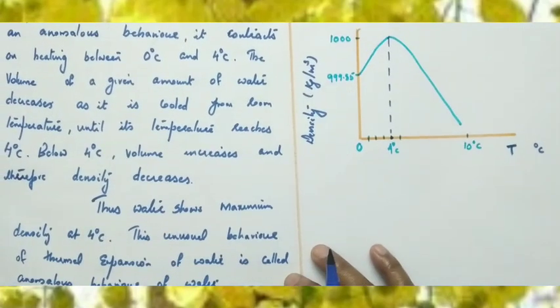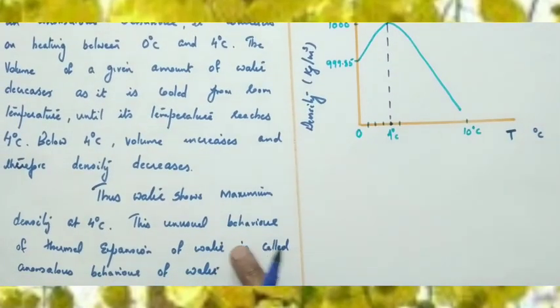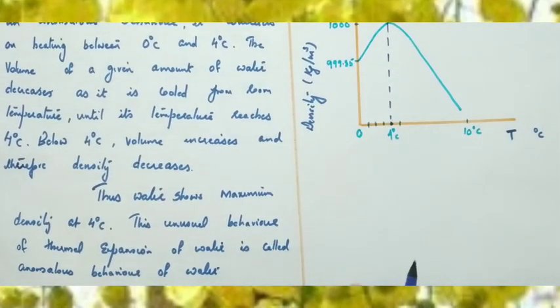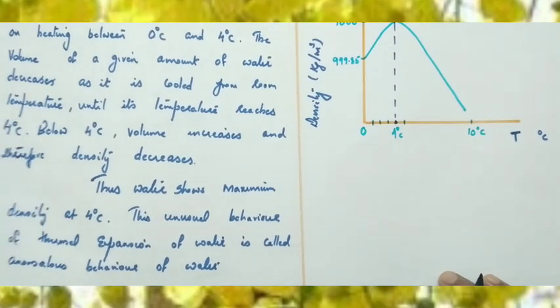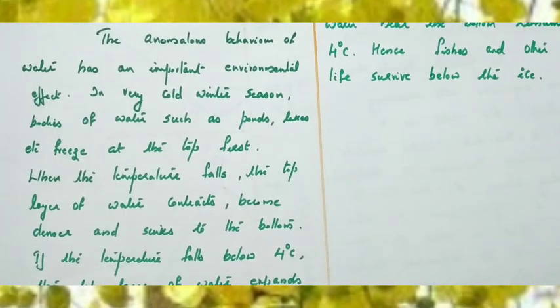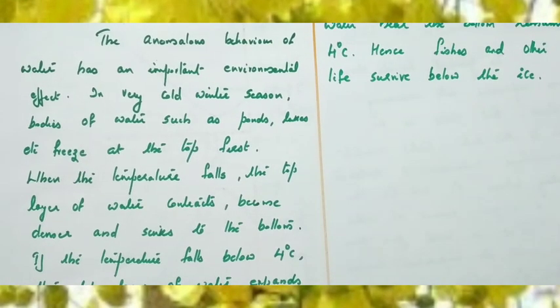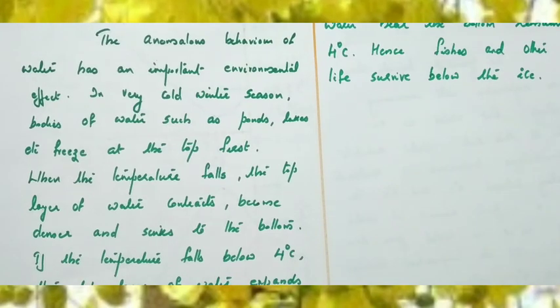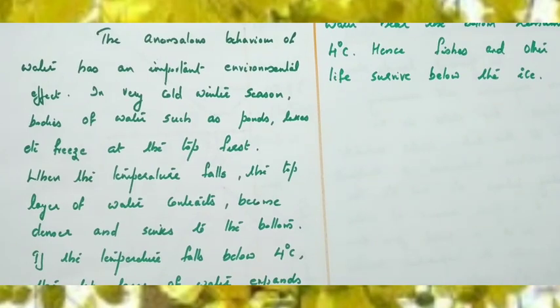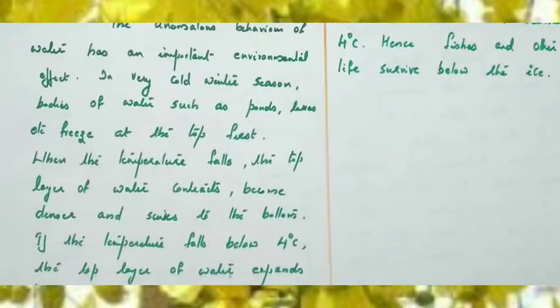So water shows maximum density at 4 degrees Celsius, and this unusual behavior of thermal expansion of water is called the anomalous behavior of water. The reason behind the anomalous behavior shown by water is the polarity of the water molecule. Water is considered to be a polar substance, and water molecules are associated by hydrogen bonding. Because of the hydrogen bonding, water shows this anomalous behavior.